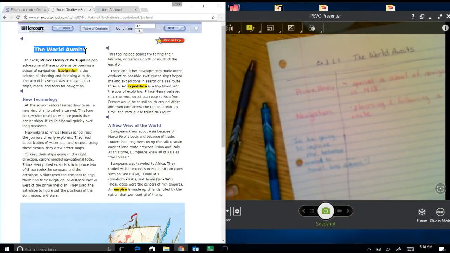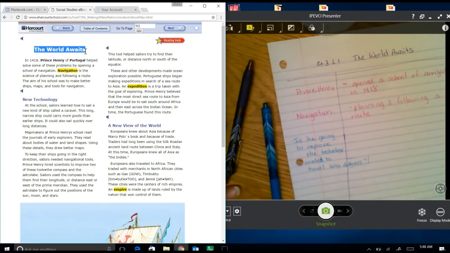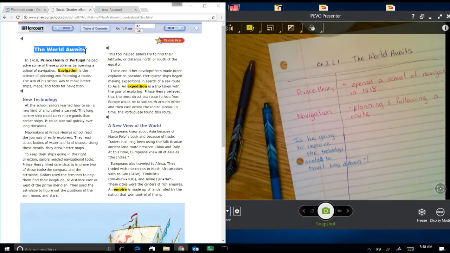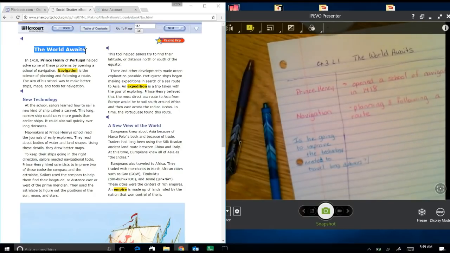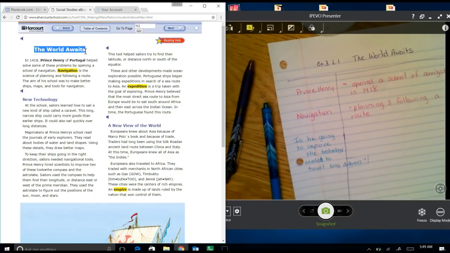New technology. At the school, sailors learned how to sail a new kind of ship called a caravel. This long, narrow ship could carry more goods than earlier ships. It could also sail quickly over long distances. Map makers at Prince Henry School read the journals of early explorers. They read about bodies of water and land shapes. Using these details, they drew better maps.